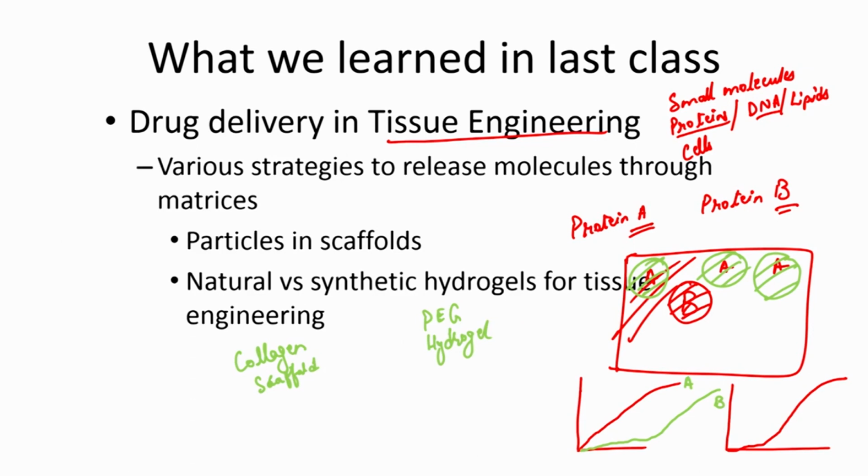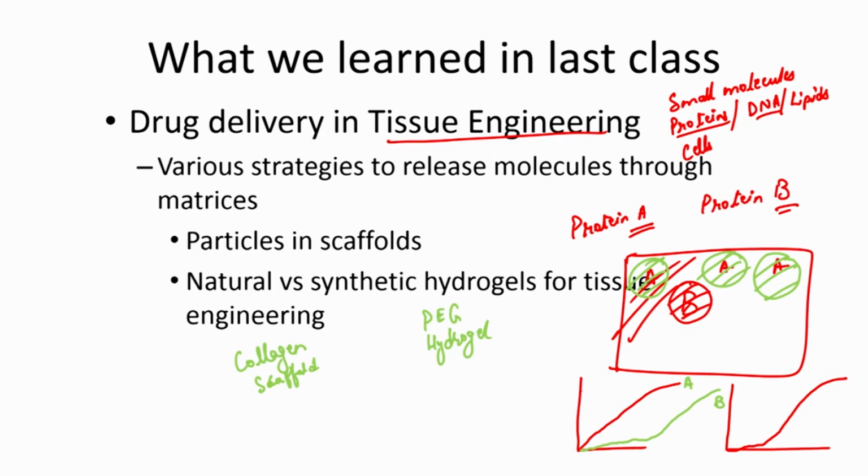PEG gives you a lot more control in terms of the properties. Collagen is more mimicking of what the cell typically sees in the in vivo environment. It is already bioactive, right, because the cells know how to deal with collagen. It can maneuver it, it can secrete more of it, it can degrade it. So all of that is something that the cell knows how to handle, whereas the PEG hydrogel is fairly alien to the cell.